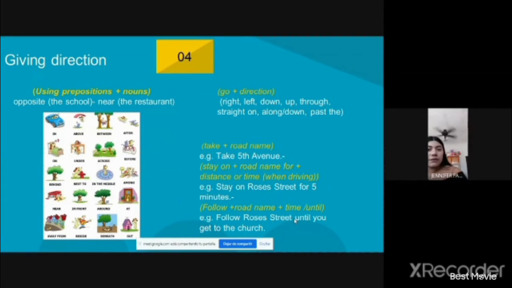Then we have the third formula that we use the word take and the road name. So we have here an example that's take Fifth Avenue. So we have the word take and then the name of the road.